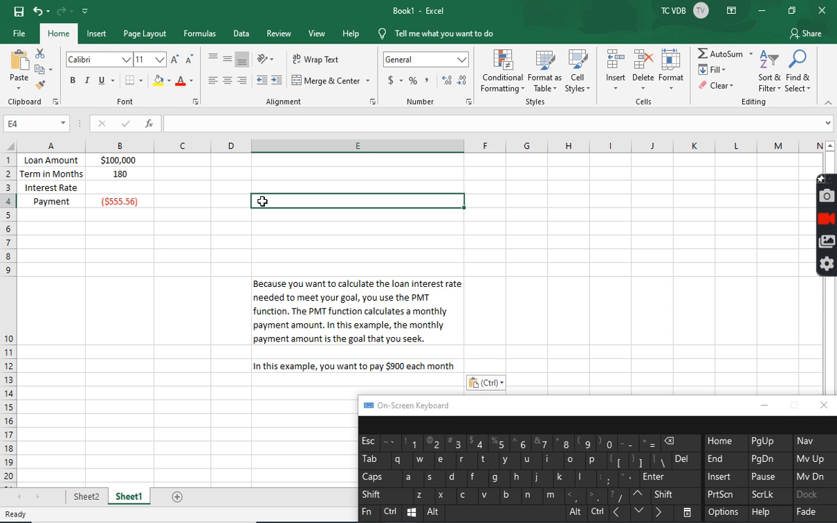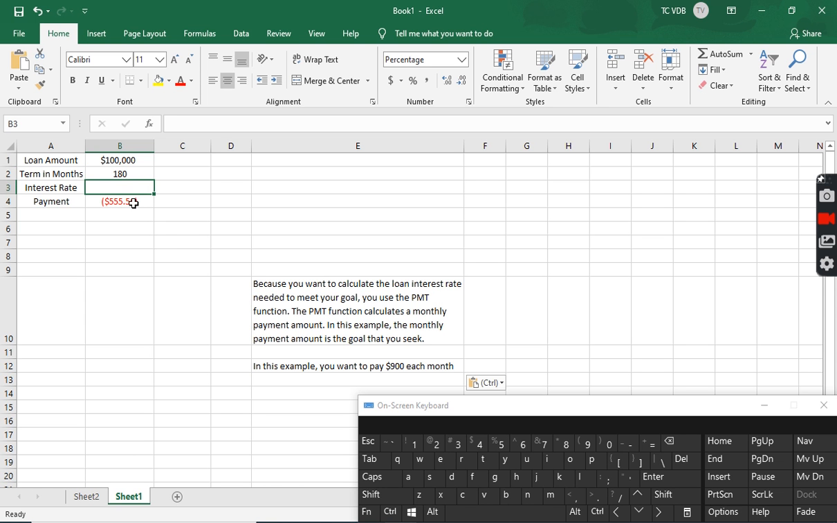But this is just a very simplified example. There's a lot you can do with it. But this is, believe it or not, for the goal seek explanation. So in this situation, you are borrowing a loan for $100,000. The term in months is 180. So that's the total number of payments for this loan. Interest rate is blank for now.